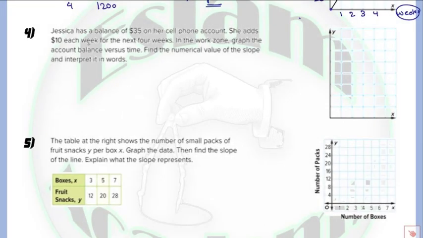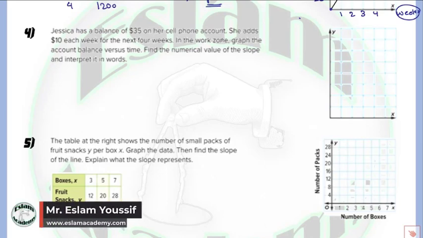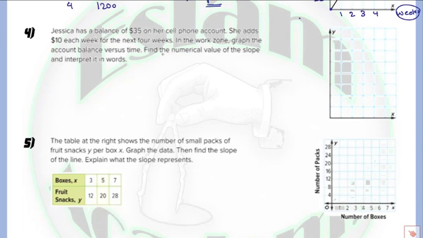In question number 4, Jessica has a balance of $35 in her cell phone account. She adds $10 each week for the next 4 weeks. We need to use the information to graph the line. After that, we need to find the slope. So number 1, we have a relation between the number of weeks and how much she saved. So we have here the number of weeks and the amount of dollars.